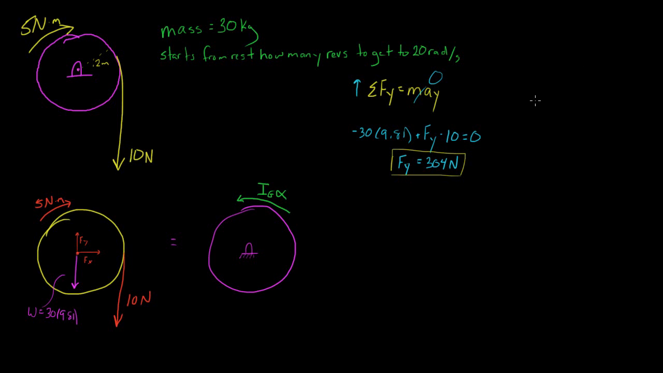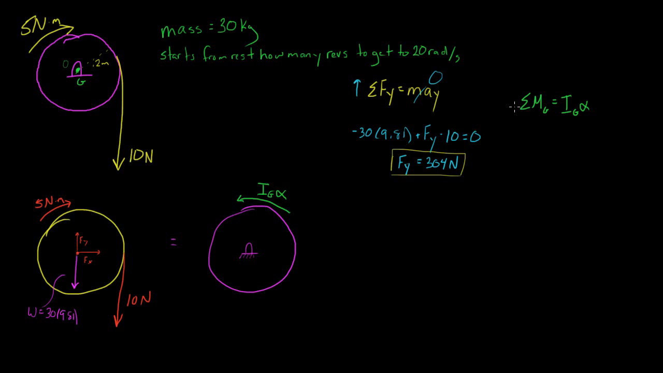But I am going to sum my moments about point G. And this point G right here is the center of mass. And it's, in this case, also point O. So the point that it's rotating around. So if we sum our moments about the center of mass, because now we have a rotation, it's not equal to 0, it's equal to the moment of inertia about the center of mass times the angular acceleration.